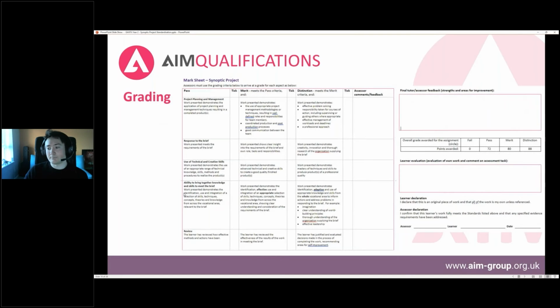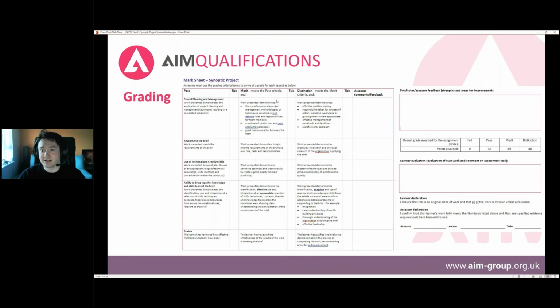Within the exam board provided mark scheme, you've got this mark sheet. Where I showed you earlier where you could tick what skills they've achieved, this is in there as well, and it clearly defines the quality, and this links directly to the units as well. So your project management, use of creative and technical skills, response to the brief. So you've got parameters to work with to tick and highlight where students are, and then this should result in a final grade.